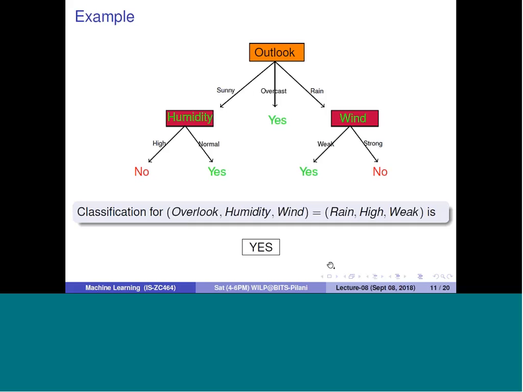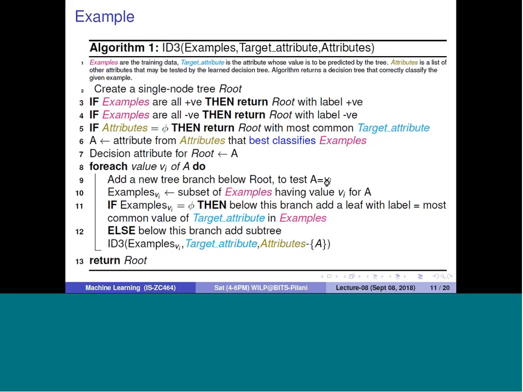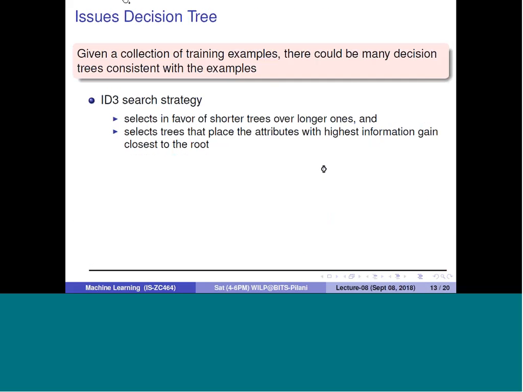Okay, so this is the slide at which we were here in the previous session, and I think there is no doubt in this. So the next thing that I want to give you is that this was the algorithm that we also have discussed, that there are some issues with the decision tree, and that is very important to understand.